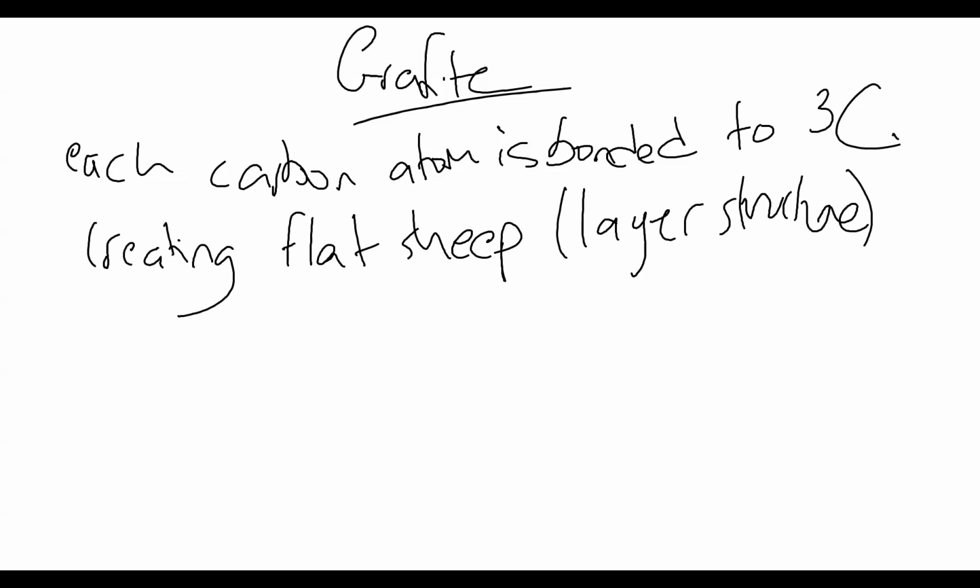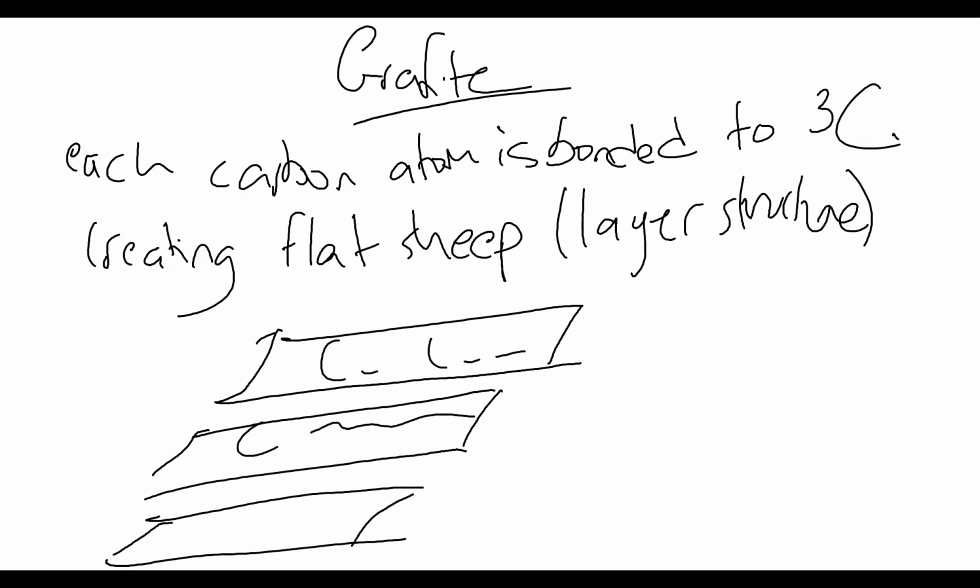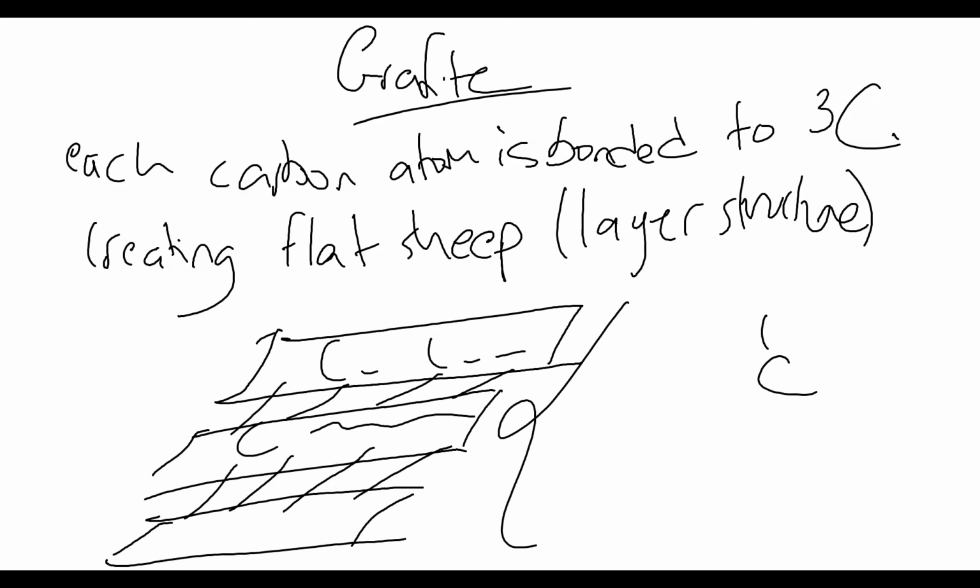So the structure of it is not a 3D structure since it's layers. It's sheets, and it looks like this: carbon, carbon, carbon, carbon, carbon, carbon. In this way, they are bonded. This is the graphite sheet. Each carbon is bonded to 3 other carbons, and they create the flat sheets.